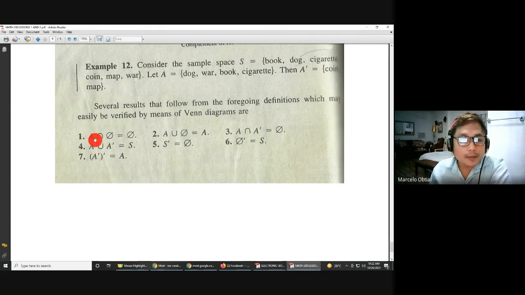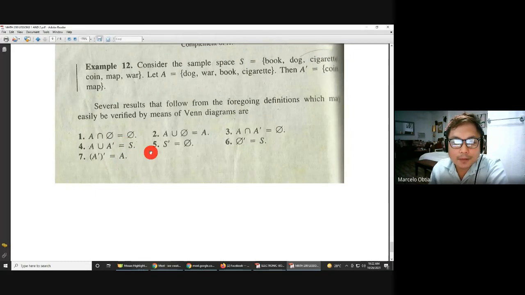So, the variable A here can sometimes be B, C, D, except for S, because S is reserved for sample space. So, if A intersects with the null space, your answer is always the null space. For number 2, if A unions with null space, we just combine, so A. If A intersects with the A complement, of course, there is nothing, so null space. Number 4, if A unions with the A complement, of course, it is always S.